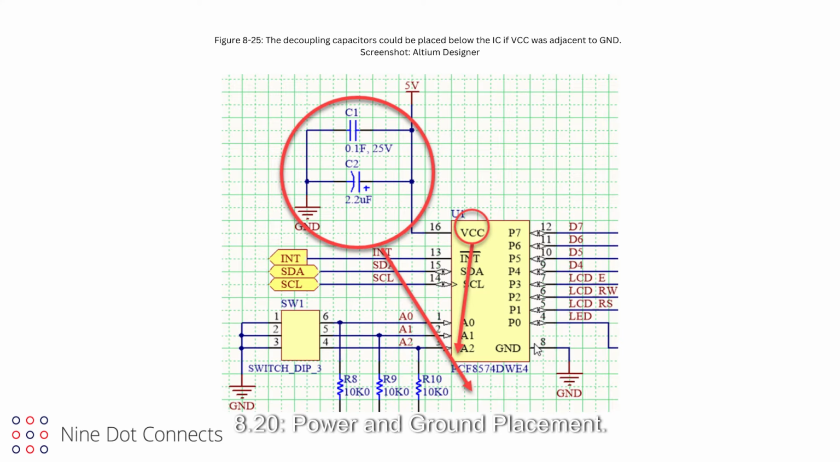8.20. Power and ground placement. By placing the power and ground pins on equal and opposite sides towards the bottom or top of an IC, the designer can easily attach decoupling capacitors to the IC. This keeps the schematic from looking messy.